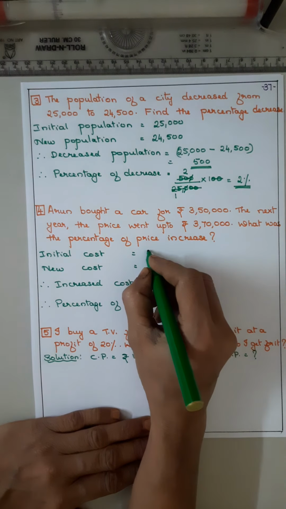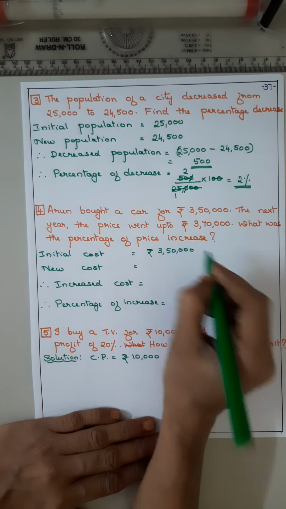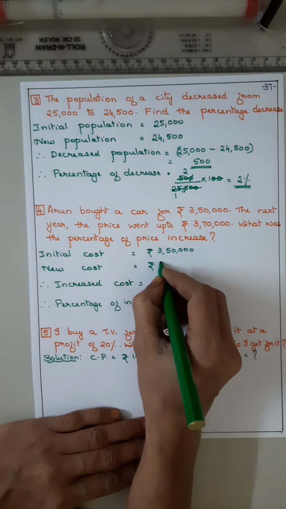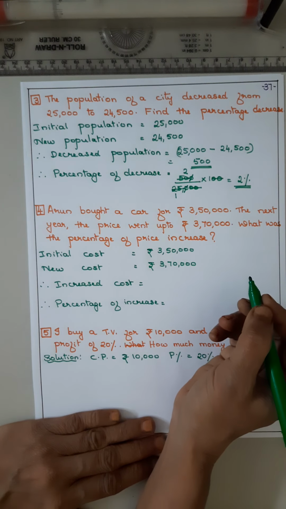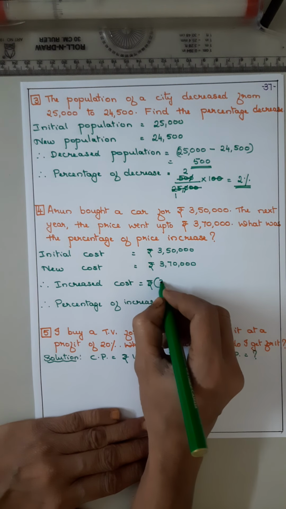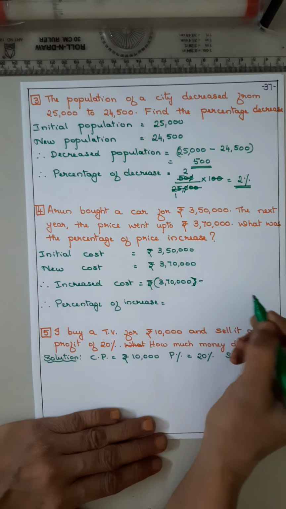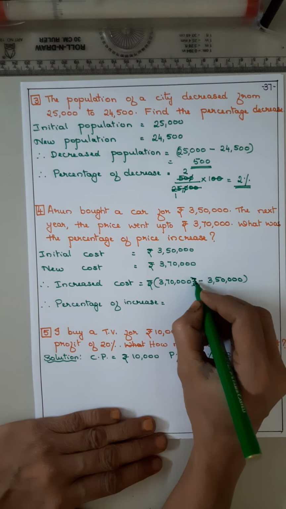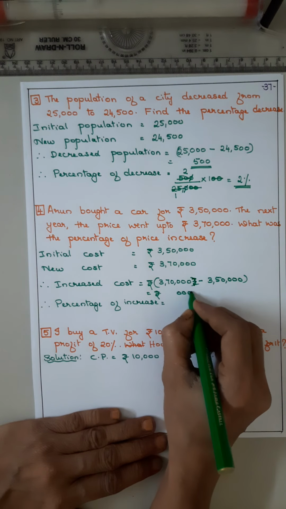Now initial cost, how much is it? Rupees 3,50,000. Now it went up. The new cost is rupees 3,70,000. Now find out the increased cost. Increased cost, how will you find out? The difference. So rupees 3,70,000 minus 3,50,000 is equal to rupees 3 zeros.